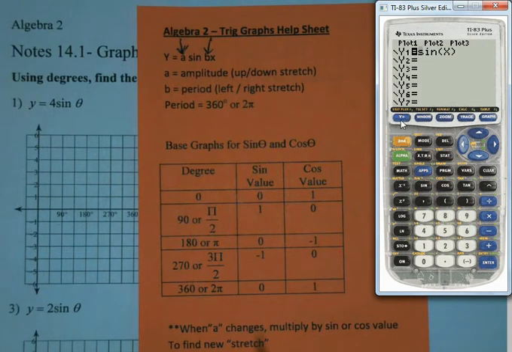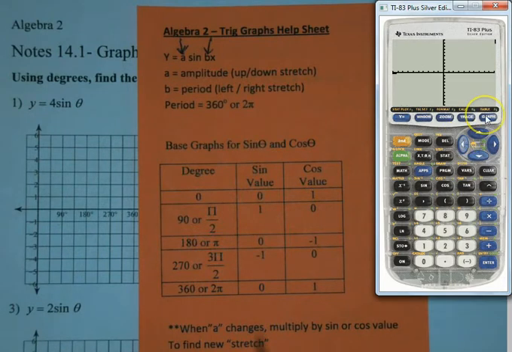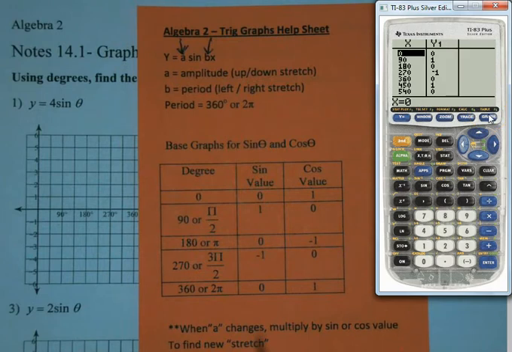Go ahead and type in just sine of x, because I can't use theta in my calculator. When I do that and I hit graph, I don't see a whole lot going on here. Now there's a reason for this. I'll show you in a second why this looks flat like this. What I'm going to do though is hit second graph. I'm going to look at my table right now.